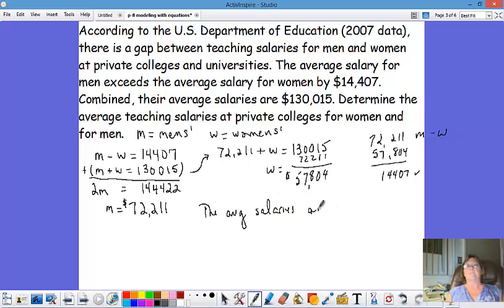So the average salaries are $72,211 for men and $57,804 per year for women.